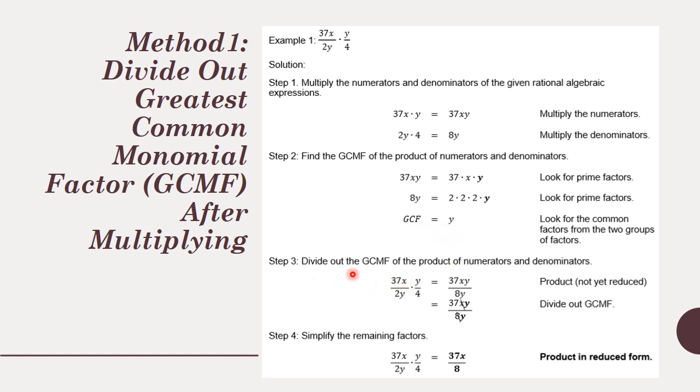Step 3: divide out the GCMF of the product of the numerator and denominator. If we multiply 37x all over 2y times y all over 4, that is equal to 37xy all over 8y. So we divide out the GCMF, which is y. Dividing y by y gives 1, so it is cancelled out.